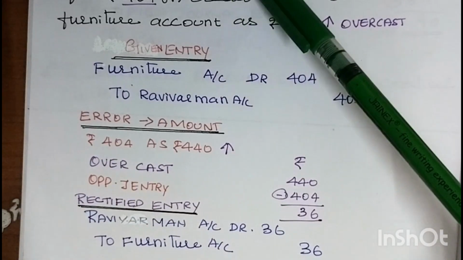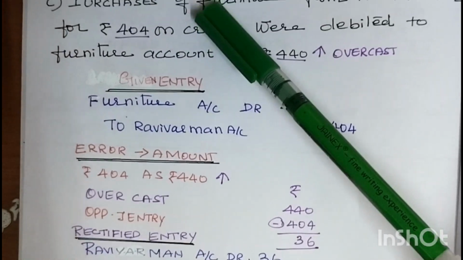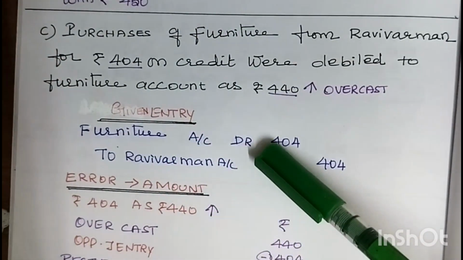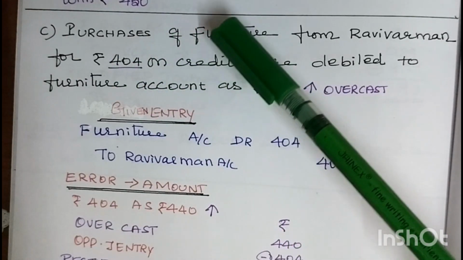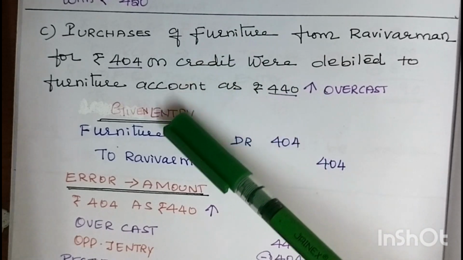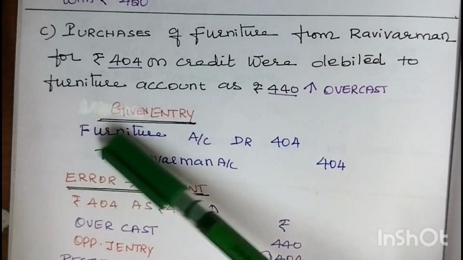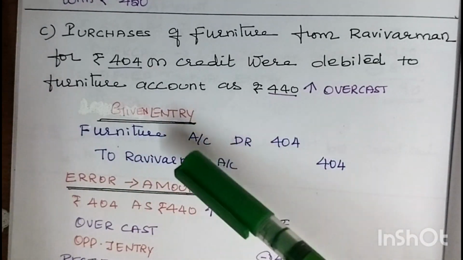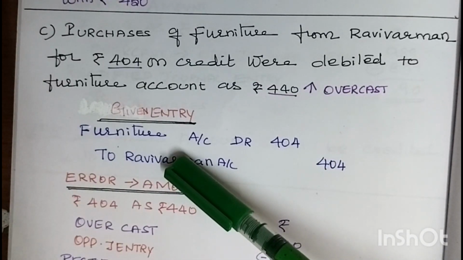Okay. When you purchase goods only, you have to enter purchases on the debit side. Whenever you purchase an asset, you have to enter the name of the asset on the debit side. Do you understand? So furniture account debit 404 to Ravi Varman account 404. This is the correct entry given here. Okay, then where is the error? We have to find it.